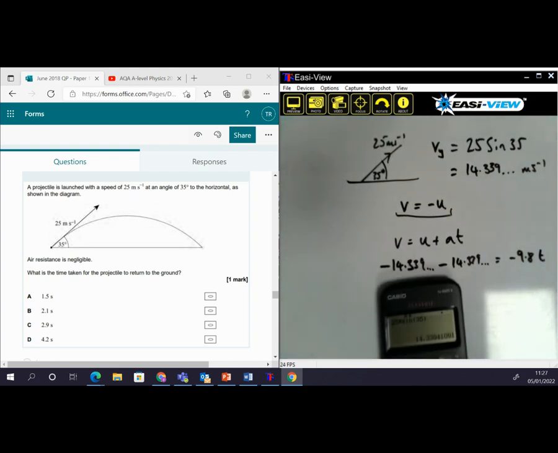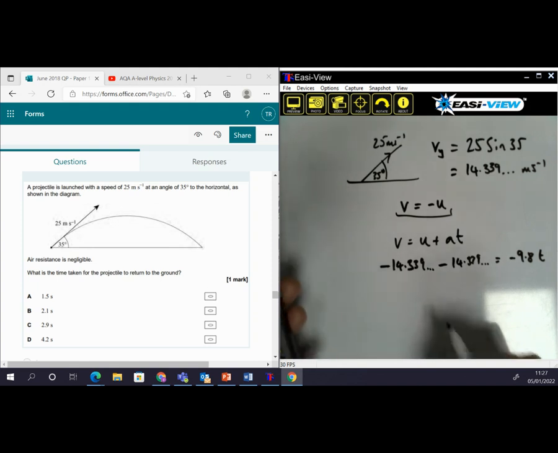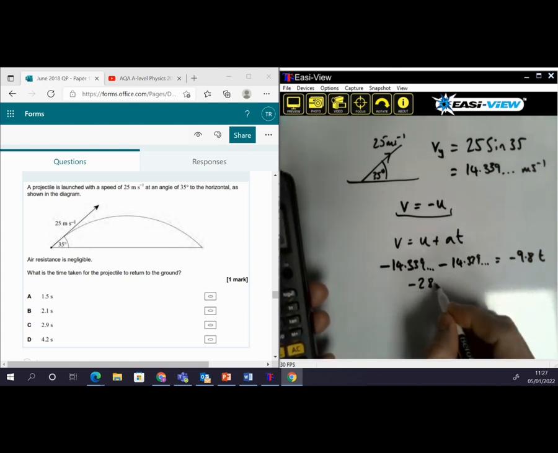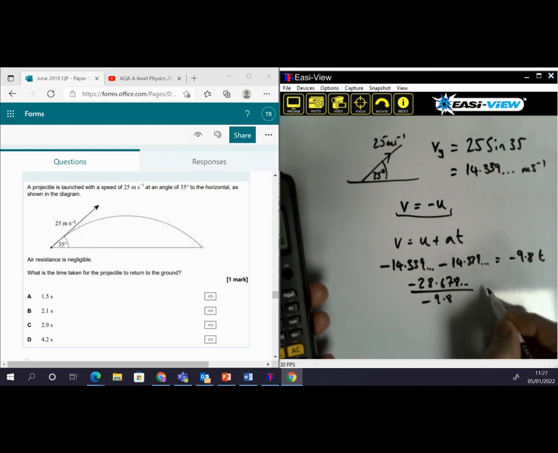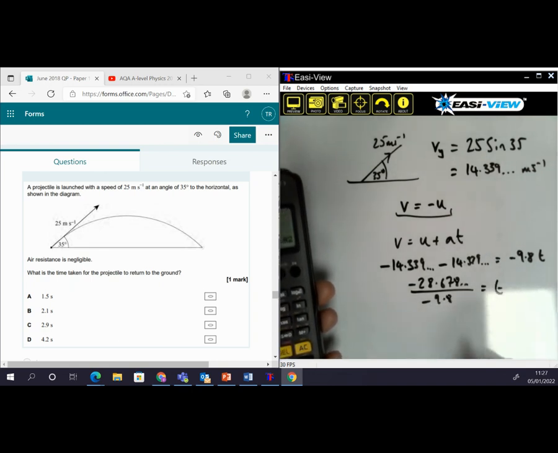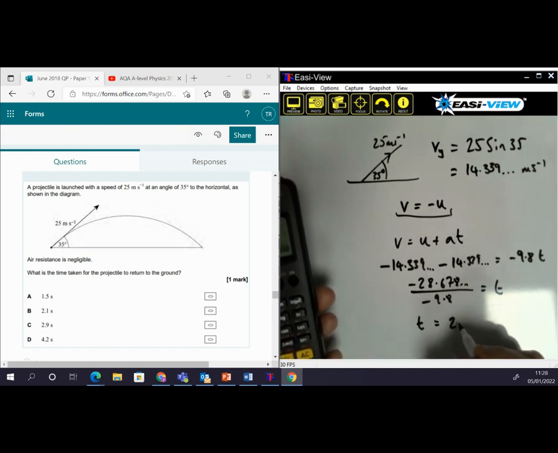So effectively, I'm just multiplying that number by 2. So we get negative 28.678 divided by negative 9.8, and we should get a positive time, which would make sense. So we get that divided by 9.8 gets me a time of 2.93 seconds.